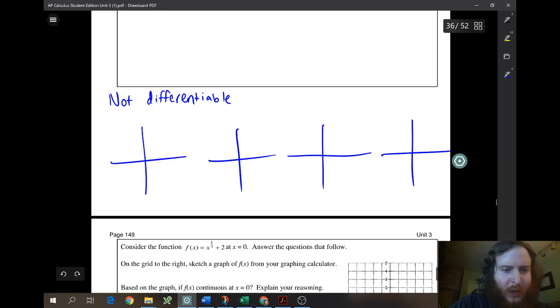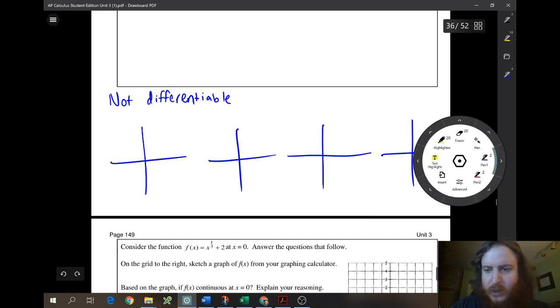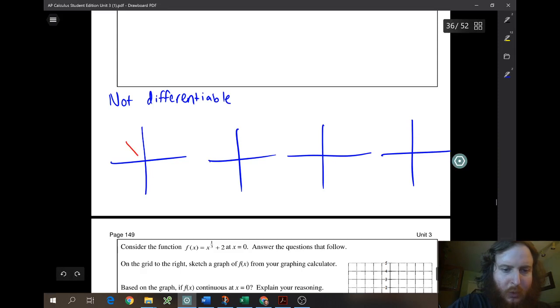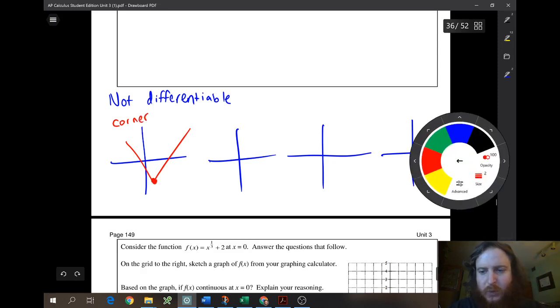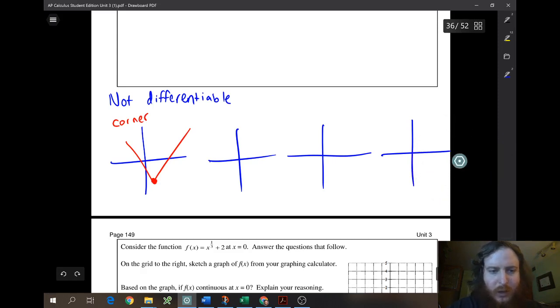Our first graph, and if you want to use another color, you can, I'm going to, is the graph of any corner. At the corner, we're not differentiable. The reason for that is the slope exists on the left side, like we can take a derivative over here, and we can take a derivative over here, but it doesn't exist at the corner.